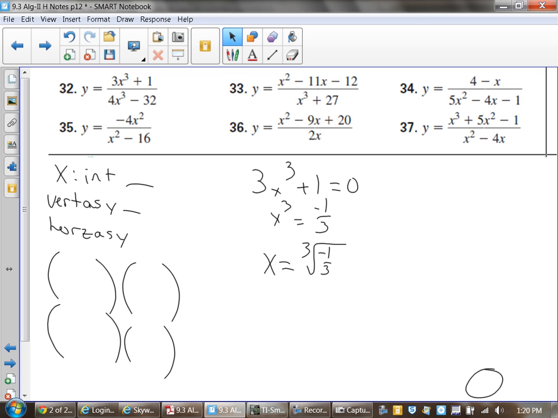Do I need to rationalize this? No. What do I need to find? Just a decimal-ish. It's about -0.7, -0.697. Yeah, it's about -0.7, because we're just getting a rough estimate here. So I know that I have an x-intercept. You're telling me that it's at the cube root of -1/3.